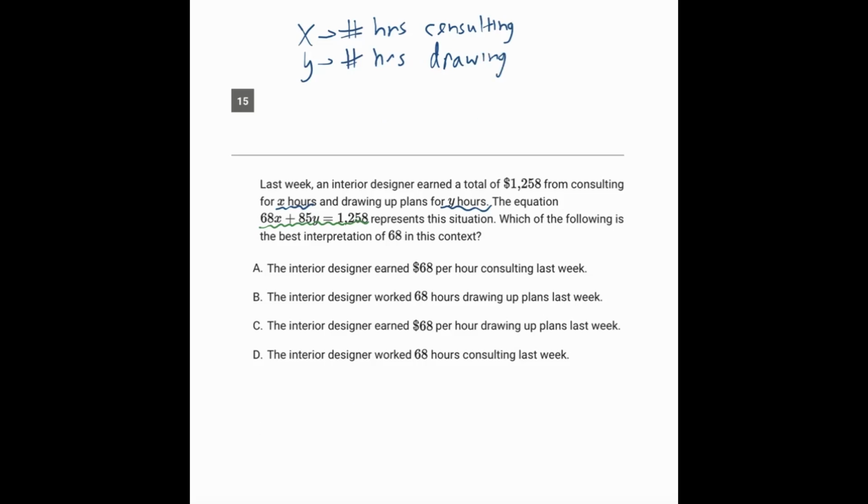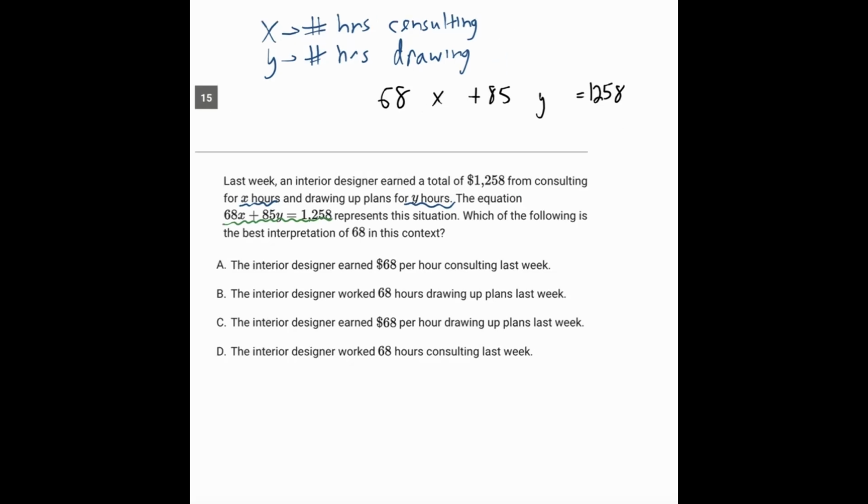So now in the equation, we've got 68 and X and 85 and Y equals 1,258. But we're also being told that the 1,258, that's the amount of money. So let's put the unit dollars right here.